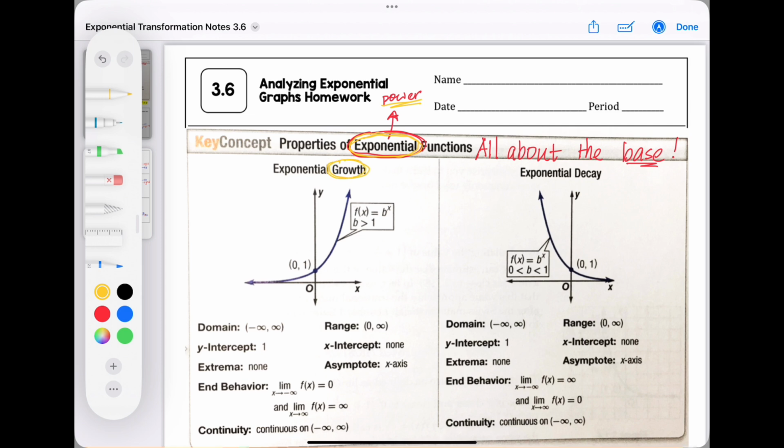So activate your eagle eye. The base has to be bigger than 1. Or the other part will be the decay, going down, getting smaller, all about the base. So your base will be less than 1. In class, we mentioned it will be a fraction less than 1. Now, I hope you can see that by your eagle eye. Regardless, my base will be a positive number. So growth will be base bigger than 1. Decay will be a base less than 1. But yes, indeed, they are positive.